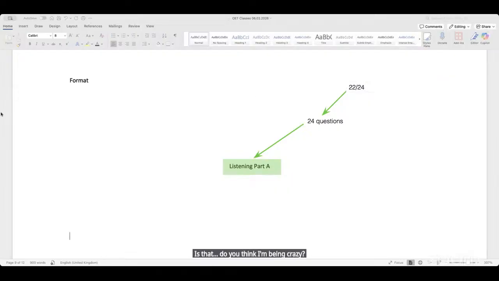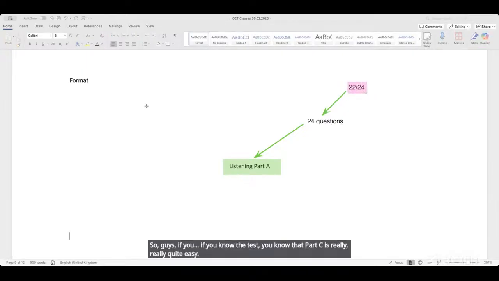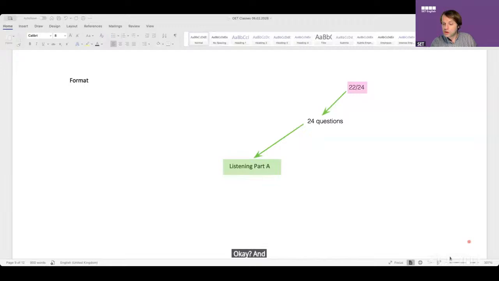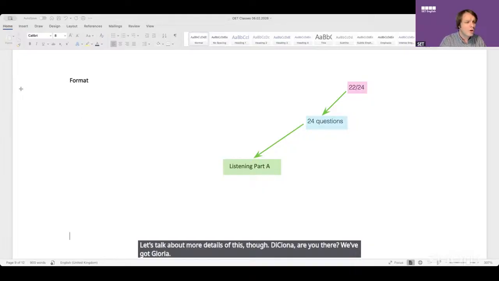That's very high. But the thing is, guys, if you know the test, you know that part C is really quite easy. You've got to try to push yourself in part A so that you can just relax in part C. 22 out of 24 is not impossible. It's very doable. Let's talk about more details of this though. So, Jonah, are you there? We want 22 from 24.